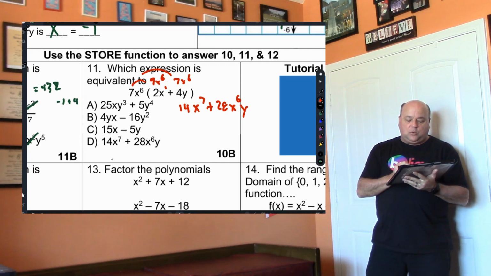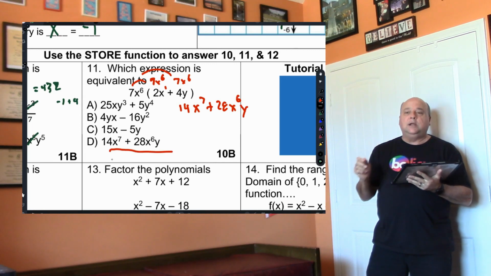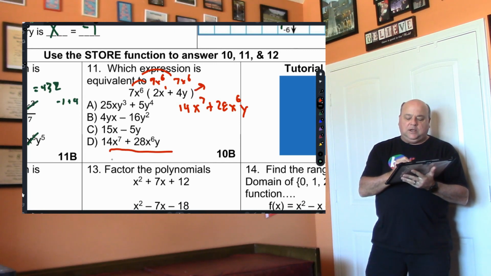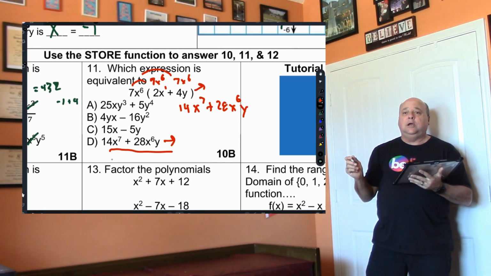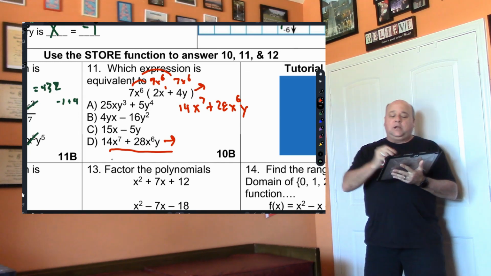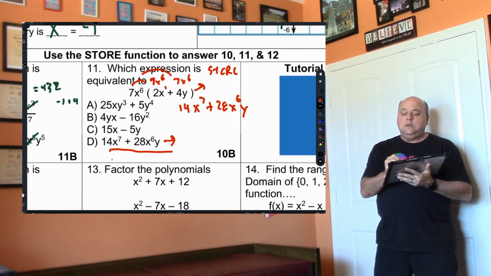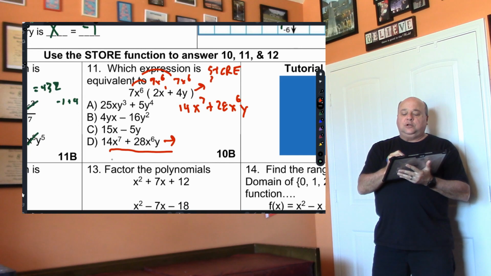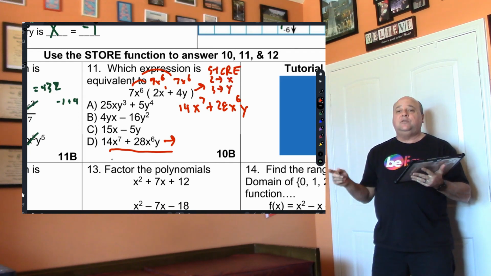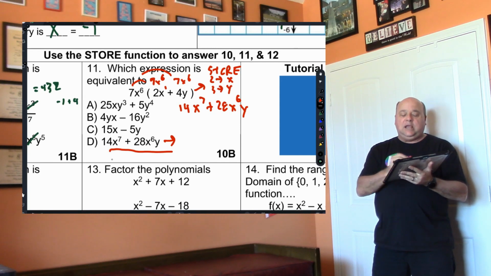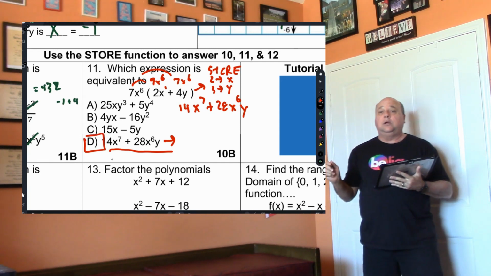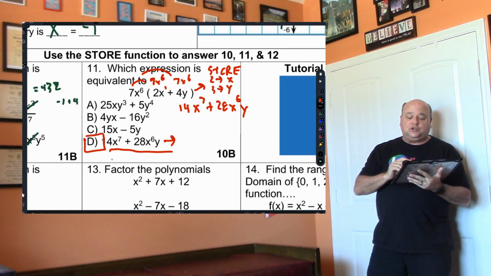Does this match up with one of them? Right here, doesn't it? If I were to store this, it would be the same as this. Don't forget, use store. You're going to store 2 for x and 3 for y, and just type in the two problems. These would be equal. The answer is going to be D. Make sure you can store.